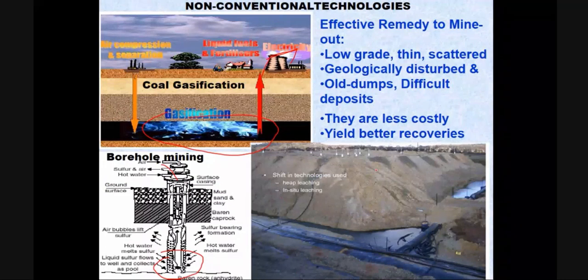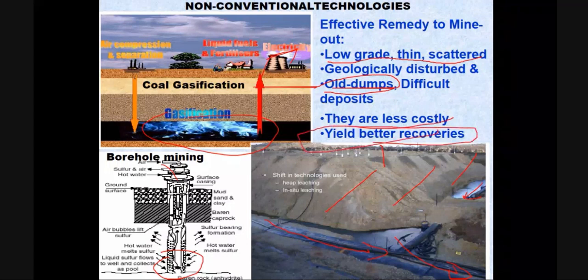You can go for a heap, and you can have a lot of sprinklers, chemical sprinklers. So these will have water plus acid. So it will leach, and you see this coming out. These are all metal bearing. You don't spend much money on processing. So more and more better technologies are coming. Okay, so you can go for low grade and thin deposits, scattered deposits. You can use the old dumps. They are less cost. They can give better recovery.